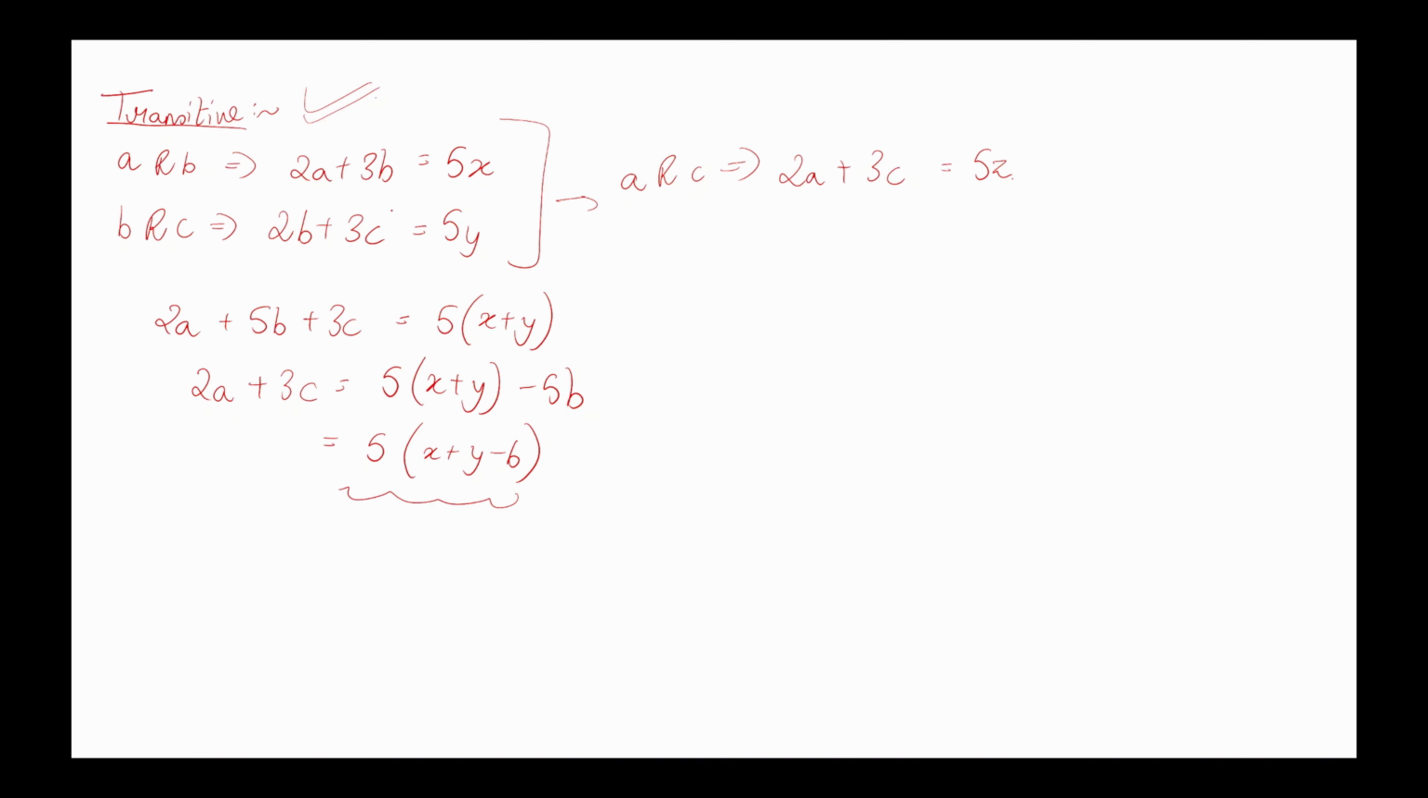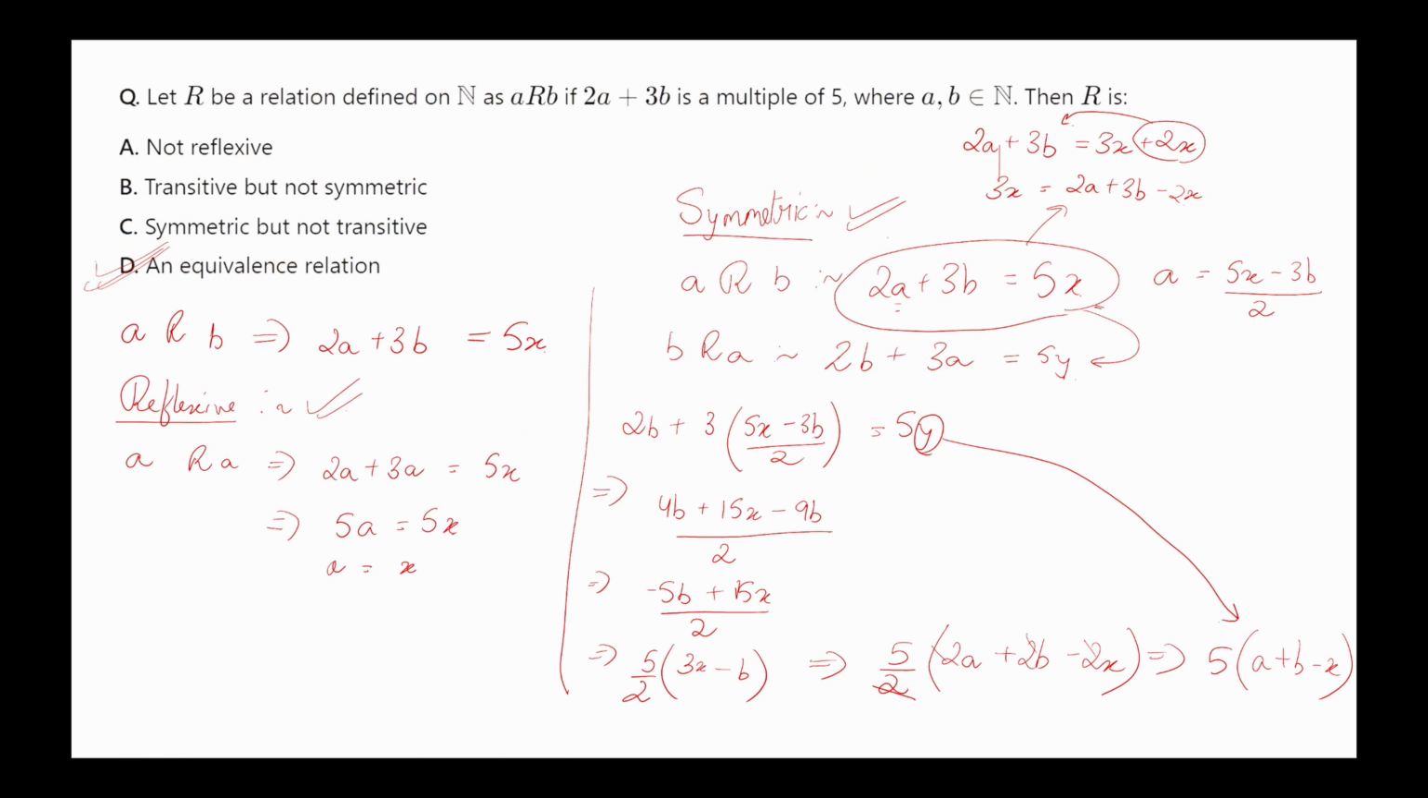and b related to c. We simply got our answer. So that is how you generally check whether your relation is reflexive, symmetric and transitive.